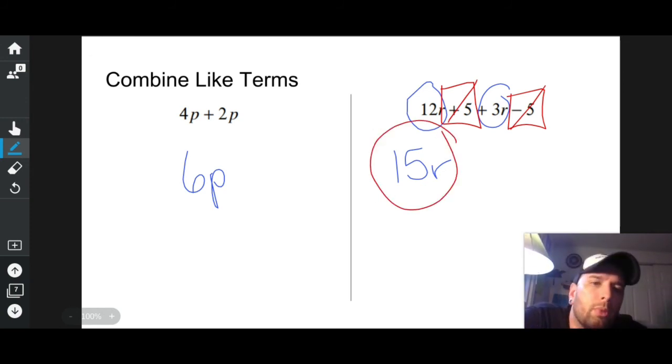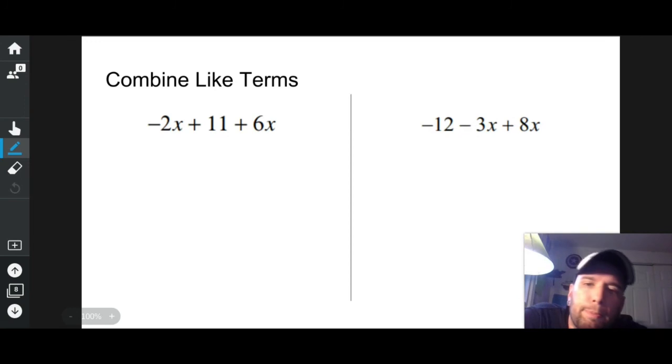That's weird. 15 raspberries and no money. Hey, you know what? I'll take it.